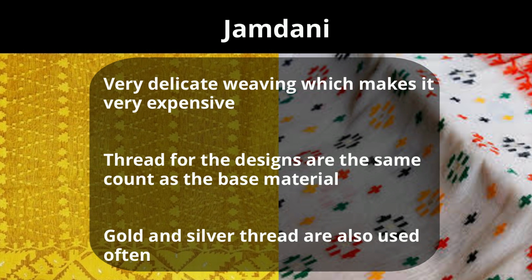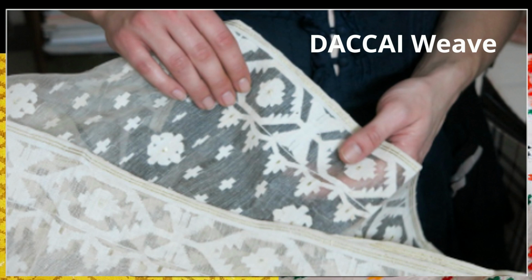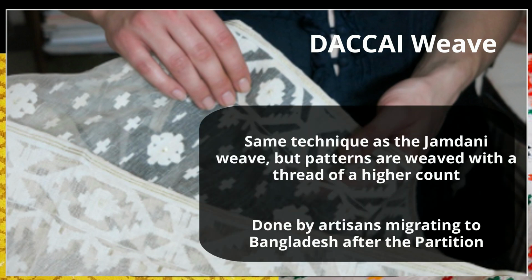After the partition of India, Jamdani weavers from across the country migrated to East Pakistan, now Bangladesh. There, this technique became very popular to create very thin material called dakai. This is named after Dhaka, the capital city of Bangladesh.